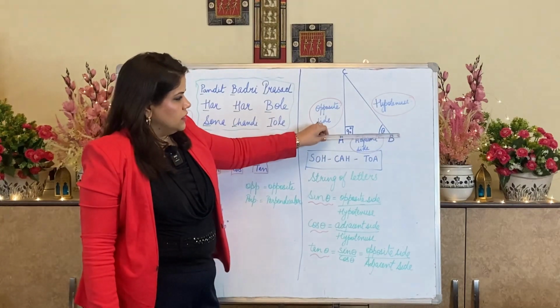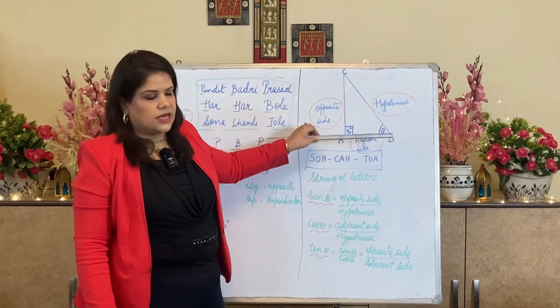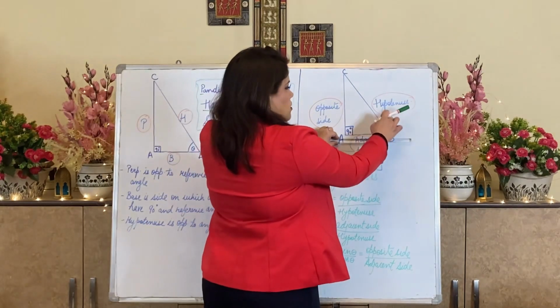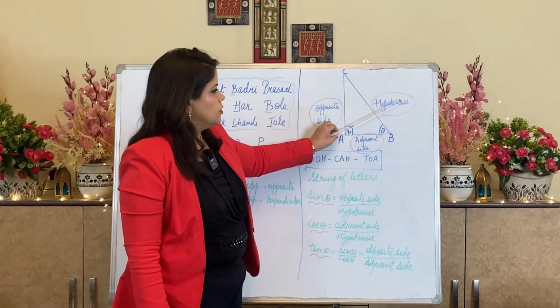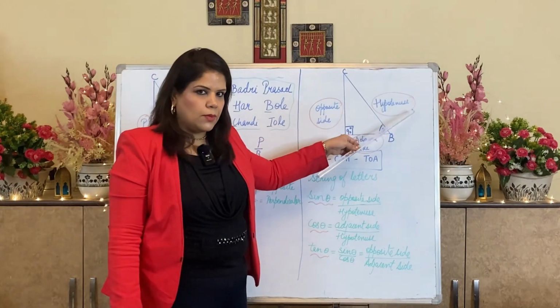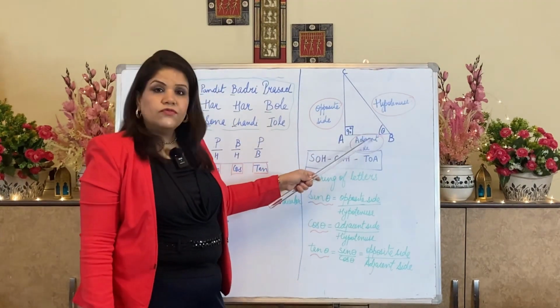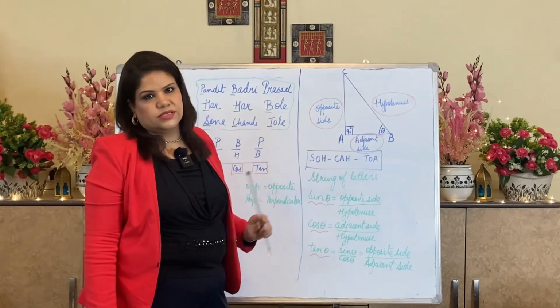Now this angle theta will have two adjacent sides. One is this one, the other one is this one. This one I know is the hypotenuse. Why? Because this is opposite to 90. So this will be the hypotenuse. So the third one, which is left, will become my adjacent side.